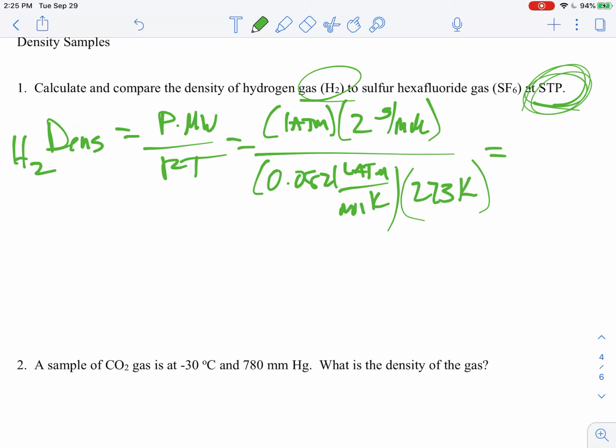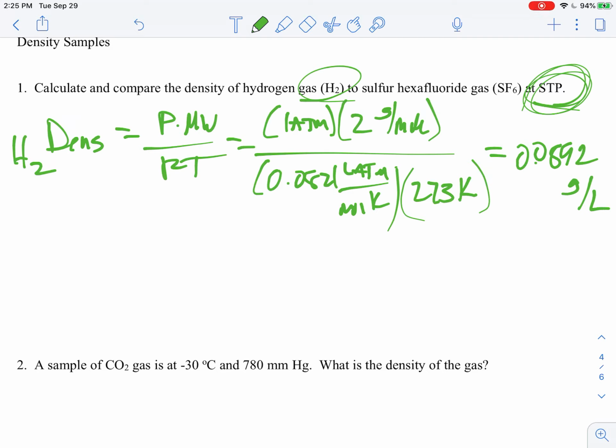So at that point, I get out my calculator, and I have 2 divided by 0.0821 times 273, which gets me a density of about 0.0892, and that is going to be in grams per liter.